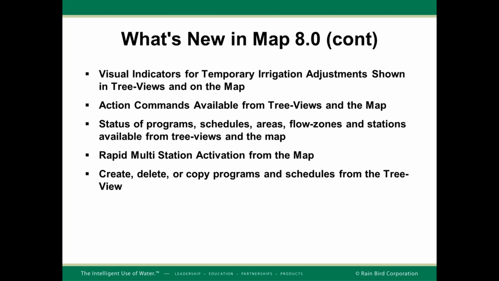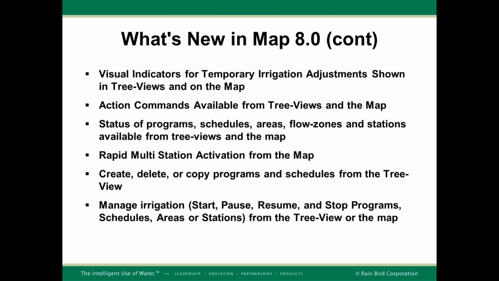We can create, we can delete, we can copy programs and schedules right from the map tree. We don't have to go back into the front office program detail to do that. And we'll do an example of how to create a new program. You can manage irrigation from the tree view or the map. And again, starting, stopping, pausing, resuming.